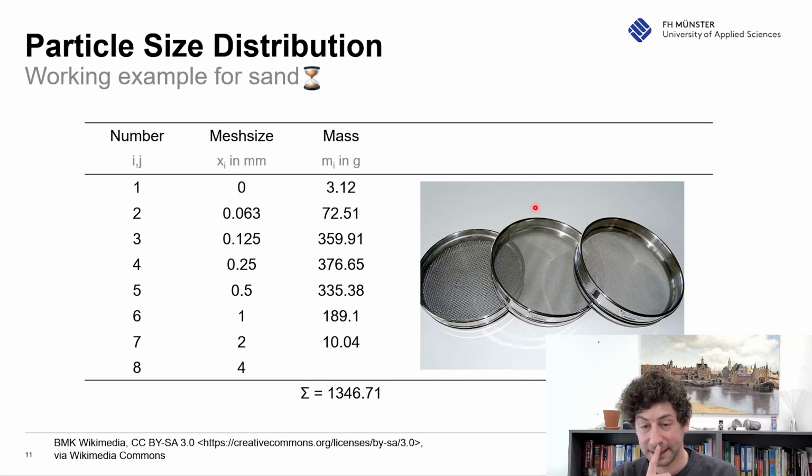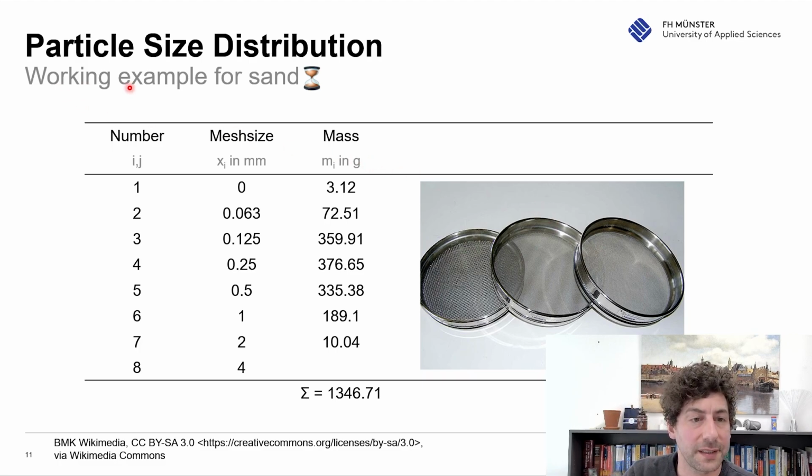Now I would like to give you an example, and the example is that we make this diagram. What you see here is a working example for sand. So I sieved a sample of sand. Why sand? As you saw in the last video, I have some concrete here, right? And to make concrete we need sand. And the sand has to have very specific properties, and these properties are given by the size. So the sample you see here is standardized sand, which is used for certain investigations, and then it's sieved.